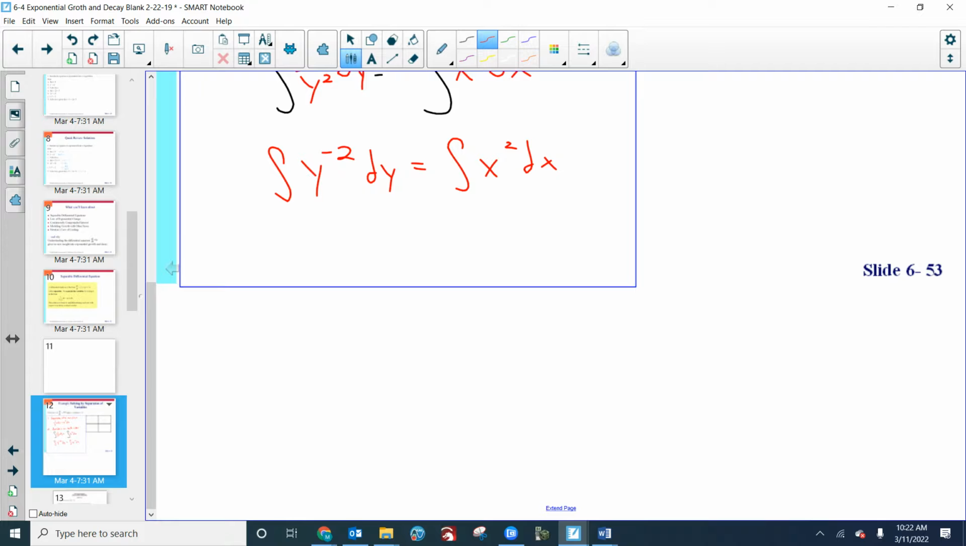So this becomes y to the -1 over -1. So really it's -1 over y. Y to the -1 over -1, just bring the negative out front. Plus c equals 1/3 x cubed plus c.